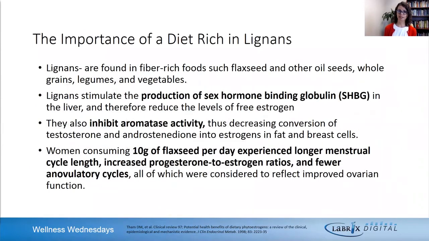So again, just talking a little bit more about the importance of a diet rich in lignans. It's going to help stimulate sex hormone binding globulin, which is going to keep hormone levels in check. It's also going to inhibit aromatase activity, which decreases the conversion of testosterone and androstenedione into estrone in fat and breast cells. Women who consumed 10 grams of flaxseed per day experienced longer menstrual cycle length, increased progesterone to estrogen ratios, so a positive PGE2 ratio, and fewer anovulatory cycles.